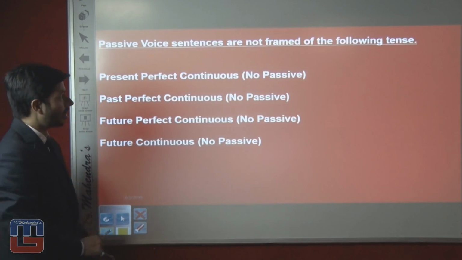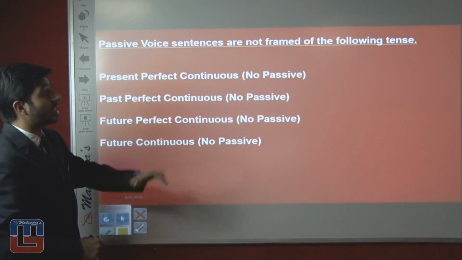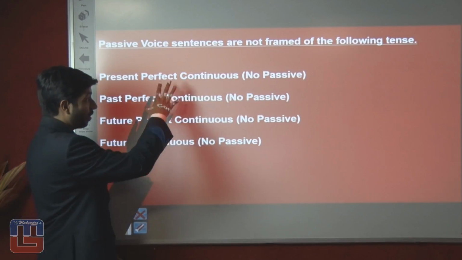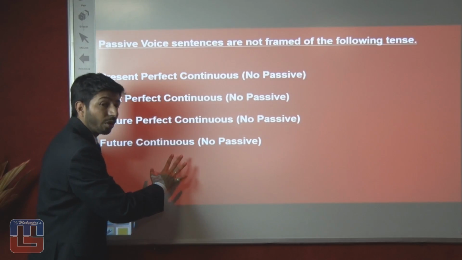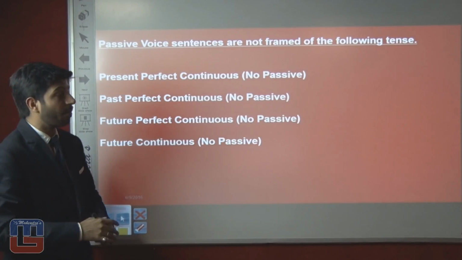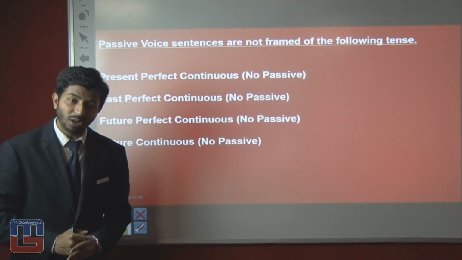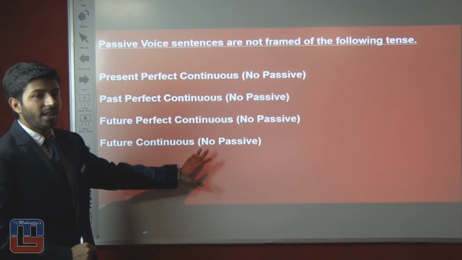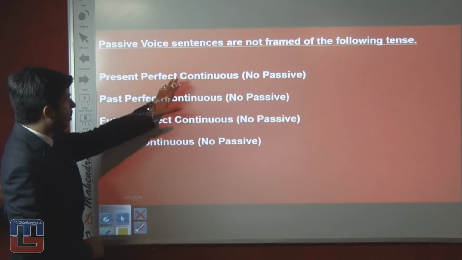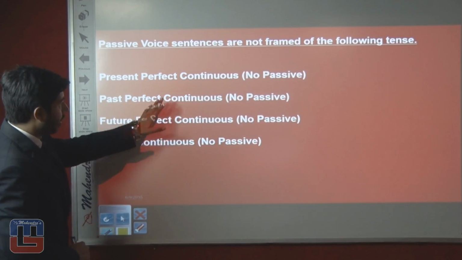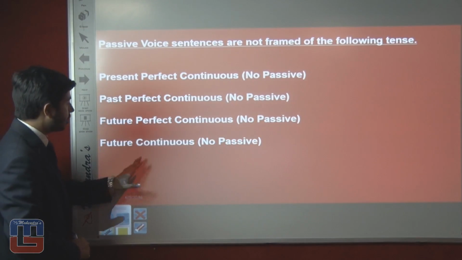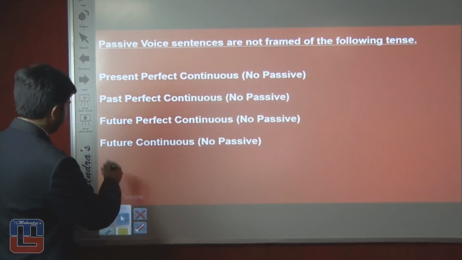Next, passive voice sentences are not framed in the following tenses. These are four tenses in the grammar that we don't use to make the passive voice. So present perfect continuous, no passive. Past perfect continuous, no passive. Future perfect continuous, no passive. And future continuous, no passive.